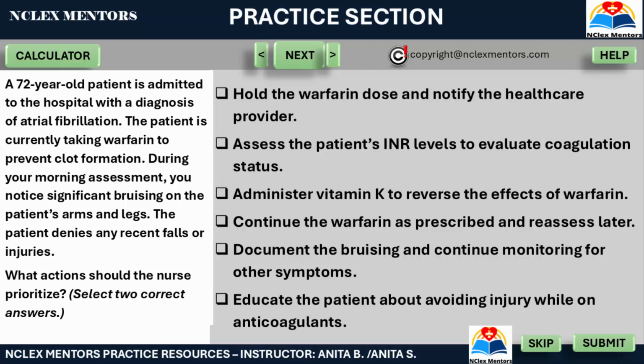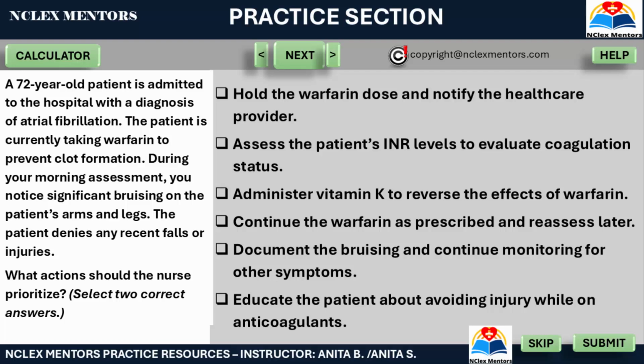A 72-year-old patient is admitted to the hospital with a diagnosis of atrial fibrillation. The patient is currently taking warfarin to prevent clot formation. During your morning assessment, you notice significant bruising on the patient's arms and legs. The patient denies any recent falls or injuries. What actions should the nurse prioritize?